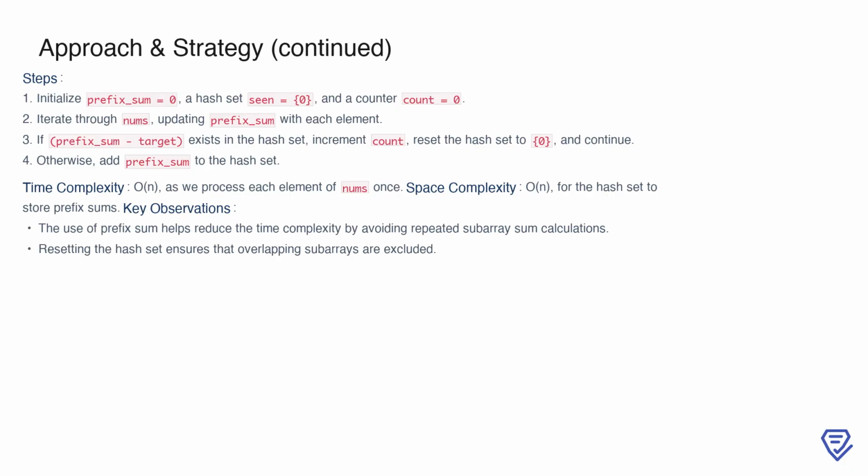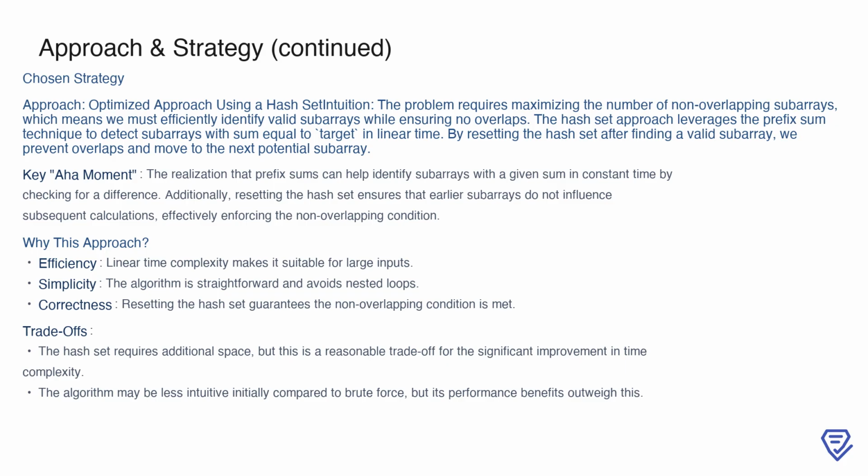This approach is highly efficient, operating in linear time since we process each element of the array exactly once. The hash set, while requiring additional space, allows us to avoid redundant calculations. By resetting it whenever we find a valid subarray, we ensure non-overlapping subarrays, which is crucial for solving this problem. The chosen strategy for this problem is the optimized approach using a hash set.